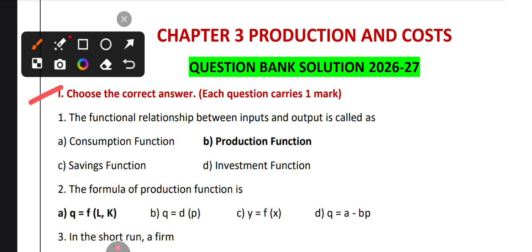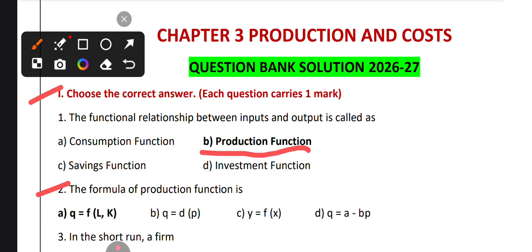First one, choose the correct answer. Each question carries 1 mark. The functional relationship between inputs and output is called production function. Inputs are the raw materials and outputs are the ready products. For example, sugar cane into sugar, raw cotton into cotton cloth, sunflower into sunflower oil, coconut into coconut oil. So these are suitable examples for inputs and outputs.